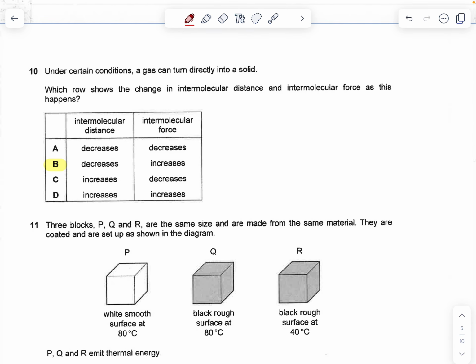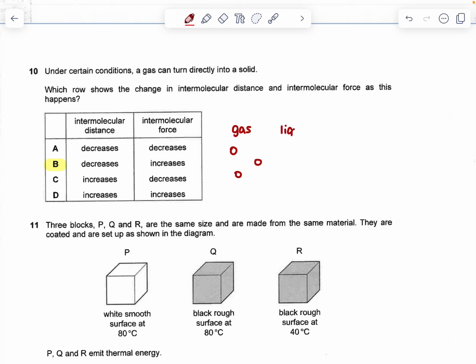Question 10. Under certain conditions, a gas can turn directly into solid. Which shows the change in intermolecular distance and intermolecular forces as this happens? So for gas, if I were to draw a gas, the particles are far apart. So the intermolecular distance is far.